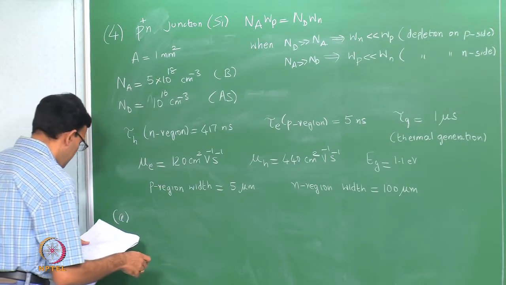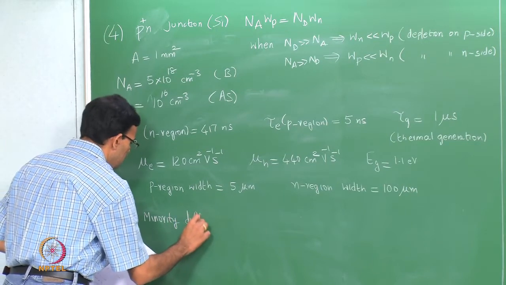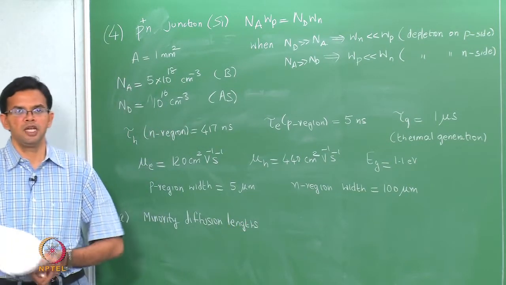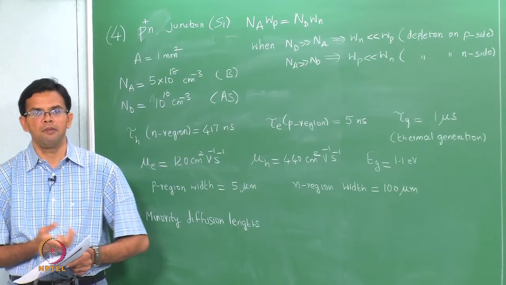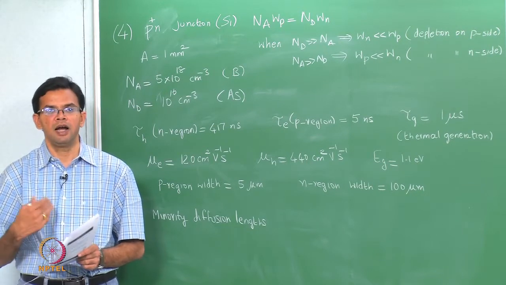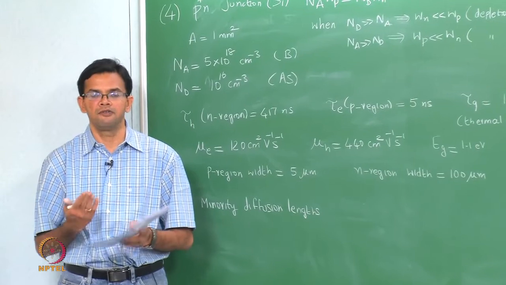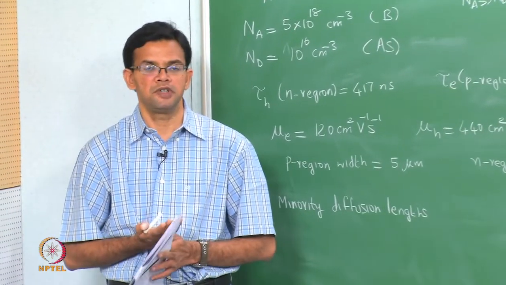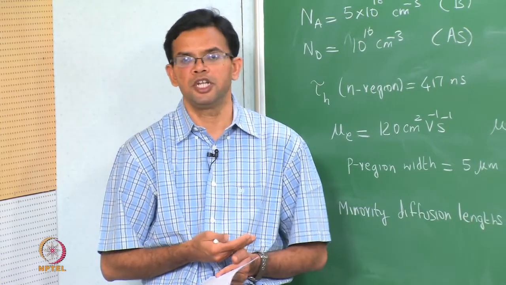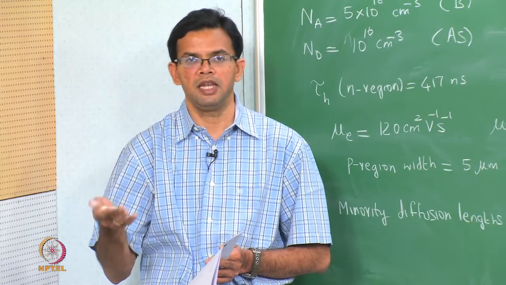So, we want to calculate the minority diffusion length. So, in the case of a p-n junction under equilibrium, you have a dynamic equilibrium, so that electrons and holes are moving across the junction and constantly get annihilated. When we apply a forward bias, the p side is connected to the positive, the n side is connected to the negative. The Fermi levels no longer line up, but essentially get shifted, and when this happens, the barrier comes down. So, V naught is the built in potential or the barrier during equilibrium. When you apply an external potential, the barrier is V naught minus V external.